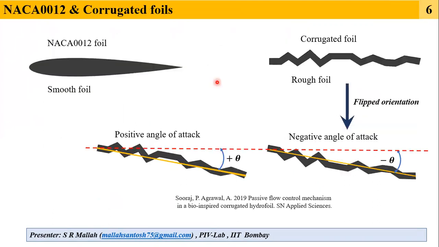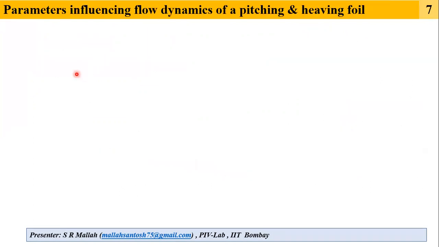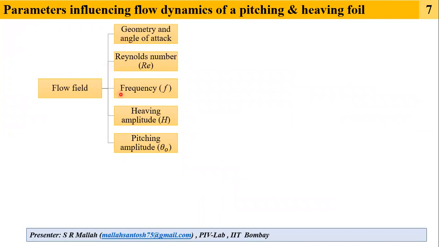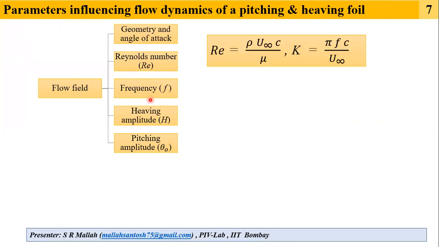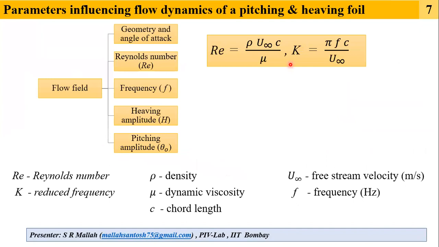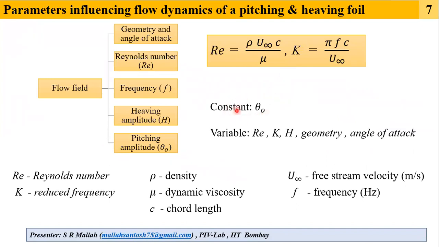So what we have done, we have studied a smooth airfoil and a rough airfoil. This rough airfoil belongs to the insect class, and the smooth airfoil belongs to the airplane class. And further, we have studied two different angles of attack, where this is a negative angle of attack, and this is a positive angle of attack. If you look at the parameters affecting the flow field for the heaving and pitching foil, there are these many parameters which affect the flow field, where Reynolds number and reduced frequency are defined as this. So we have fixed the pitching amplitude, and we have varied these many parameters in order to investigate the performance of pitching and heaving foils.